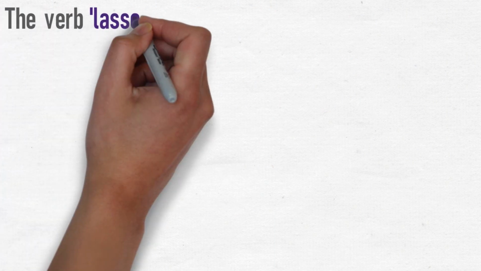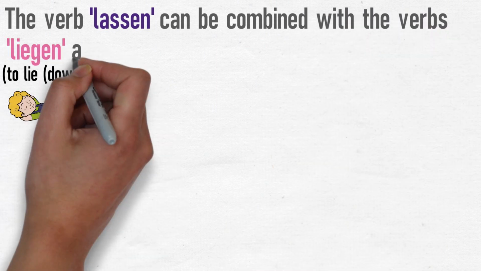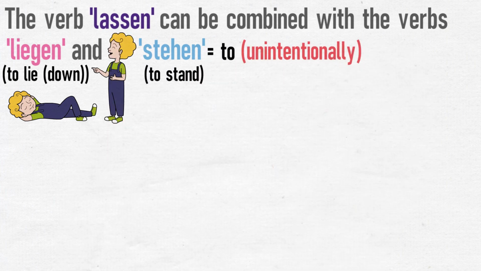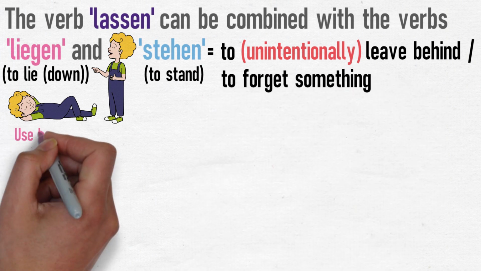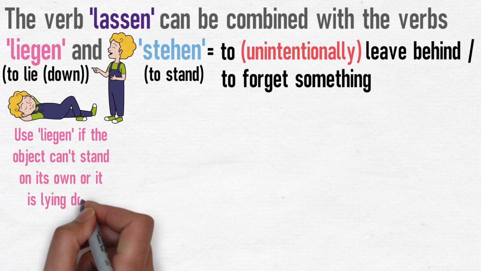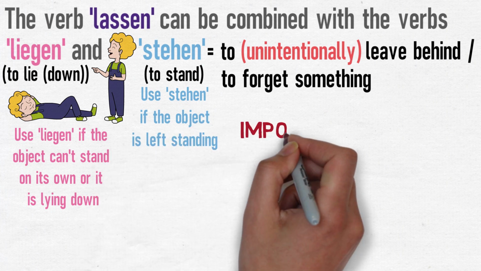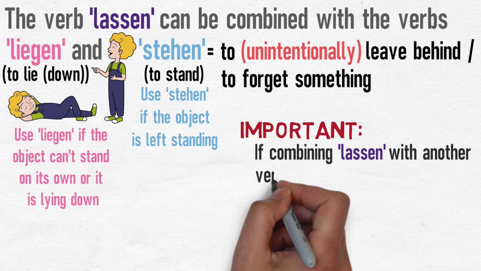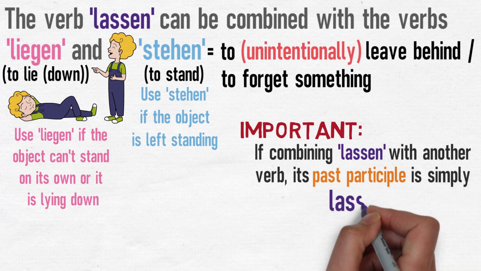The verb lassen can also be combined with the verbs liegen, to lie, as in lie down, and stehen, meaning to stand, which can then mean to unintentionally leave behind or to forget something. You use liegen if the object you have forgotten cannot stand up on its own, or if it was lying down, and you use stehen if the object is left standing. When combined with another verb in its infinitive, such as stehen and liegen, the past participle of lassen is simply lassen, as you will see here.